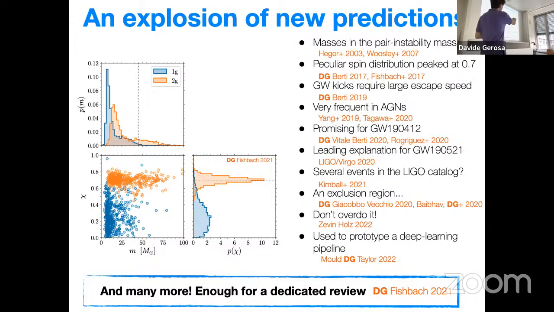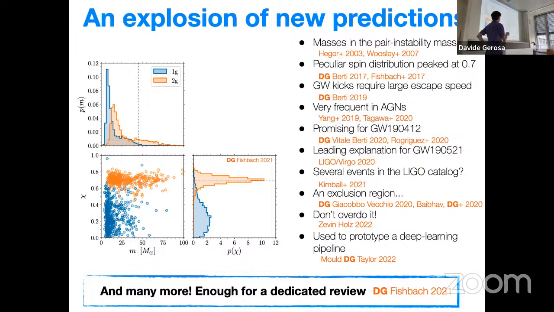And indeed, the AGN people pointed out that in their environments, the escape speed is driven by the supermassive black hole at the center, not by the self-gravity of the cluster. That naturally provides a place with large escape speed and a mechanism, these migration traps, to bring binaries together, which could point to a large fraction of these black holes actually being of repeated generations. We published on how promising this could be for another event, GW190412, which has an asymmetric mass ratio. I would say it is now a leading explanation for GW190521.